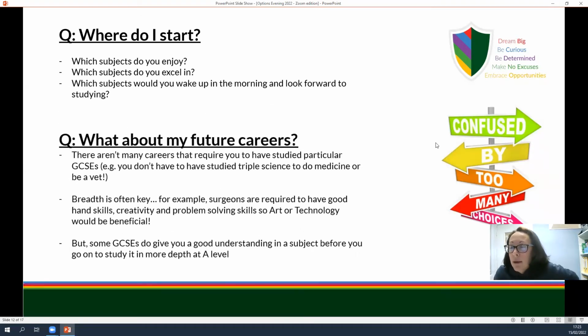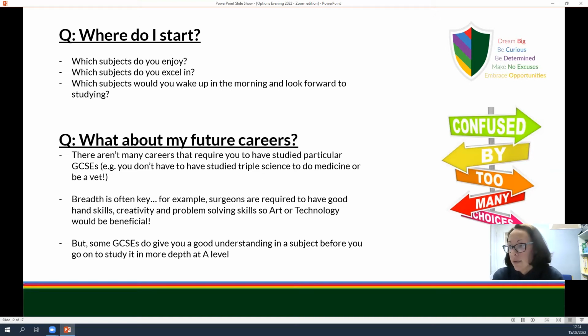Secondly, some people might worry about their future careers, and it might be twofold. One, it might be, I'm making these decisions now already and I've got no idea what I want to do with the rest of my life. They are 14 years old and these are big decisions in terms of making GCSE choices. But there aren't any careers being 20, 25, 30, 35, 40, where they require you to have studied a particular GCSE. That's including, for example, triple science.